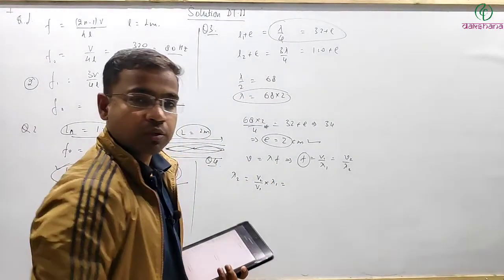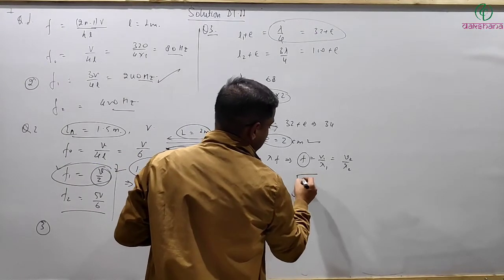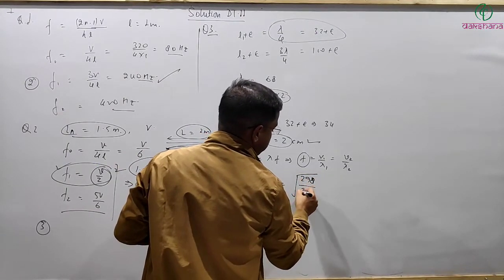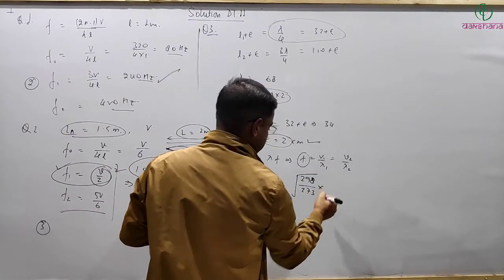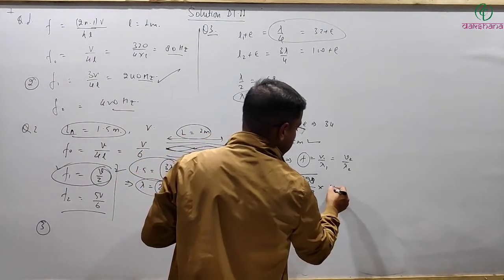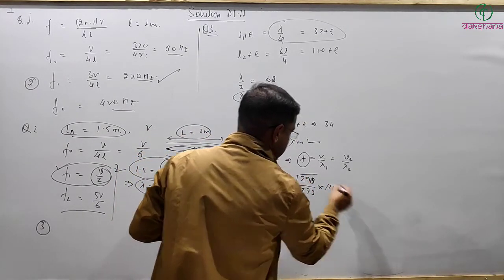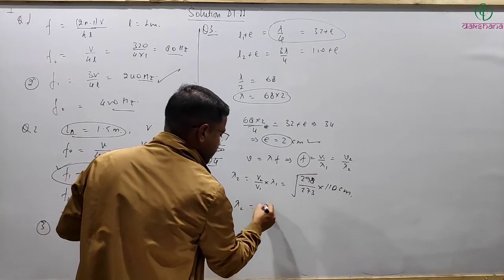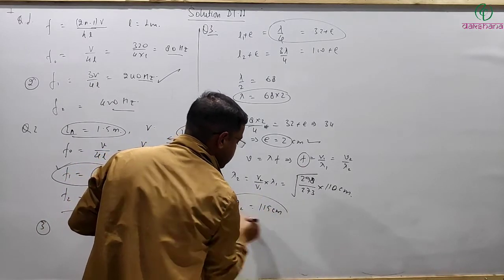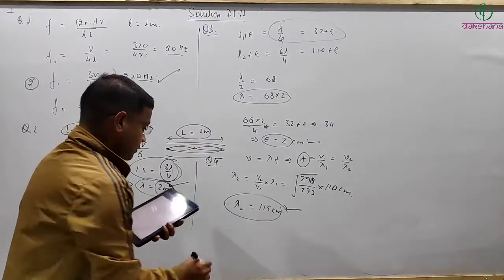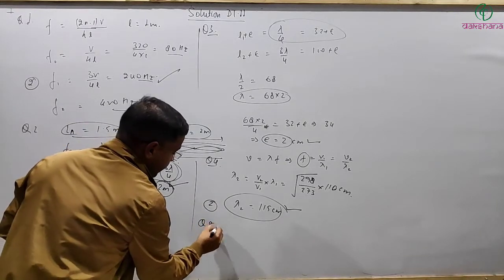So this is equal to root of 298 divided by 273 (0 degree Celsius) multiplied by lambda, it's initially 110 centimeters. Simplifying it, we get lambda is equal to around 115 centimeters. This is the answer to the problem, matching with option number 2. Question number 5.